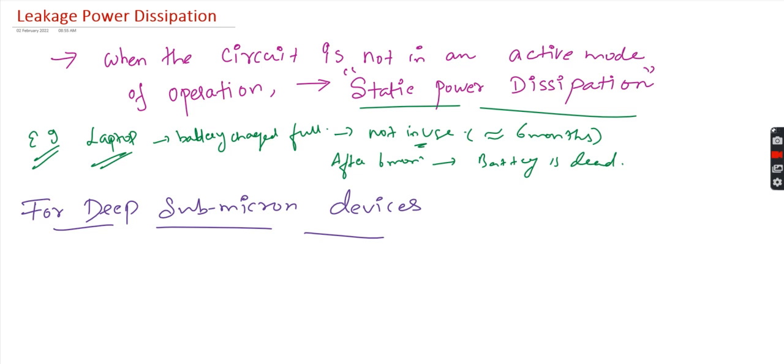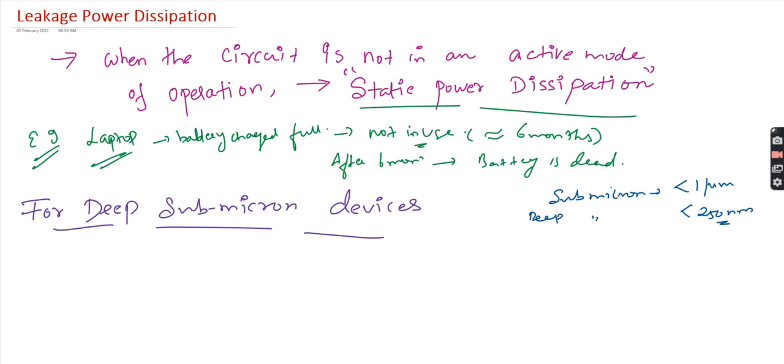The following leakage currents become a significant contribution to power dissipation of CMOS circuits. You need to know which device is deep submicron. As you know, submicron means a technology less than 1 micrometer, that is nothing but submicron, less than a micron technology. Now deep submicron means less than 250 nanometer, approximately.